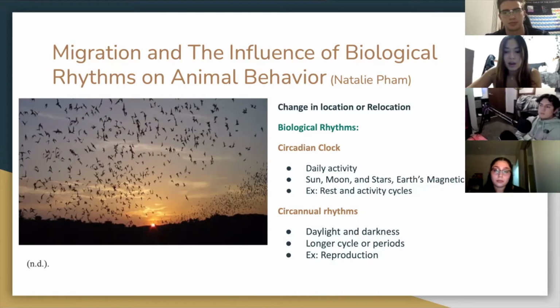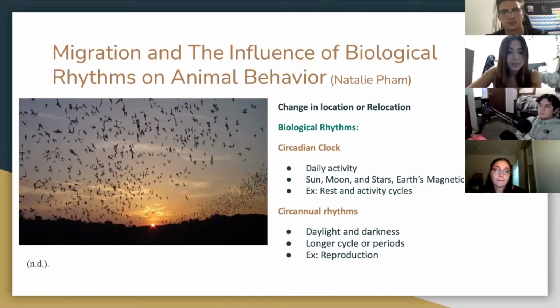And then the circadian clock can be responsible for the rest and activity cycles or hibernation. And another rhythm, which is the circannual rhythms or annual rhythms. These are like seasonal activities and reproductions that are controlled. An example could be the timing of a new or full moon that can influence reproduction.